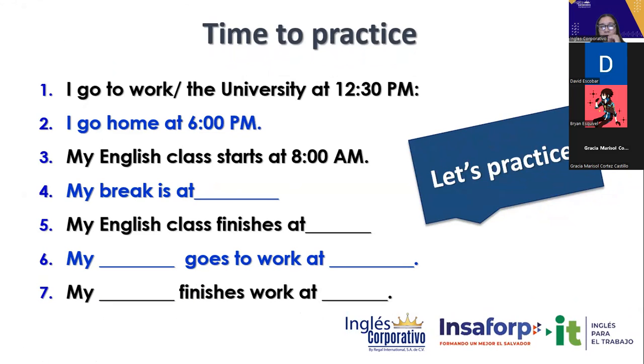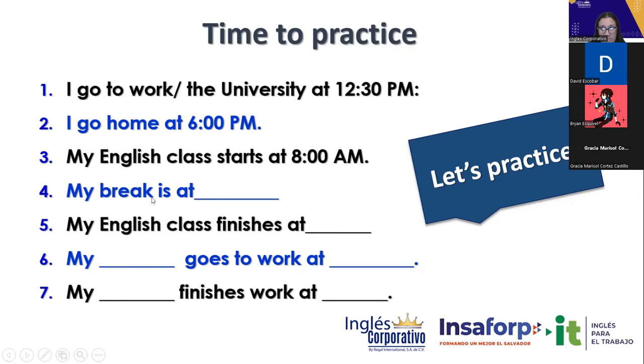Okay. I go to work or I go to the university at 12:30 p.m. I go home at 6 p.m. My English class starts at 8 a.m. or p.m. p.m., right? My break is at, my English class finishes at, my dad goes to work at the time, my friend, my brother, my sister finishes work at. Van a decir estas oraciones, obviamente, si va a la universidad o si va al trabajo, va a depender.